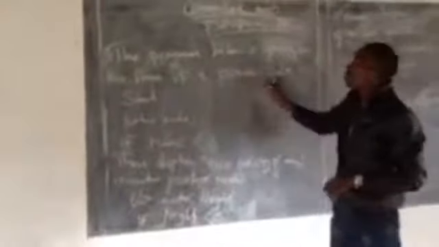According to the question, they are saying the program below is given in a form of a what? A pseudocode. Then they say start, enter radius, if radius is less than 0, and so on and so forth. Then the question proceeds as it is.